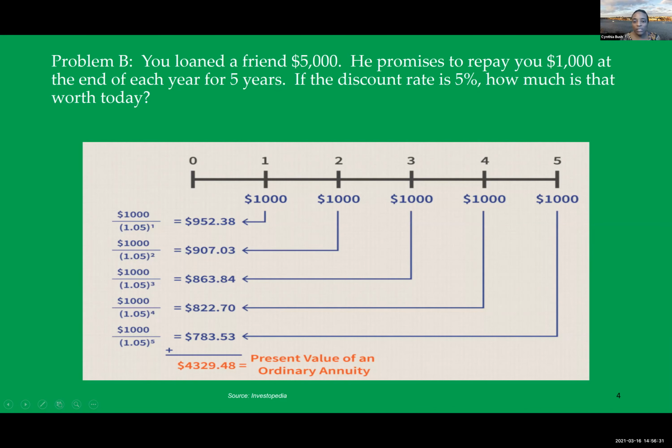Okay. So at the end of the day, your friend is paying you less than what you gave them. They're only paying you $4,329.48. They're supposed to give you $5,000. The difference is the interest that you could not earn because you didn't have the money yet from them. Does anybody have any questions on this? It's more of a pictorial representation of it.